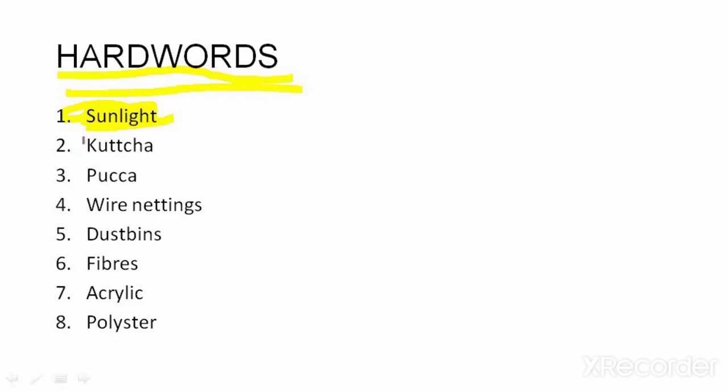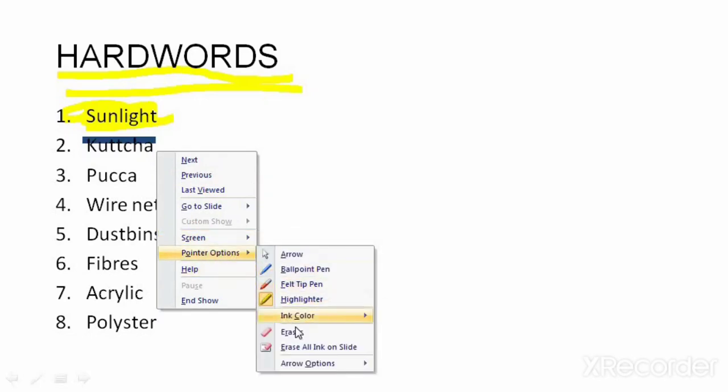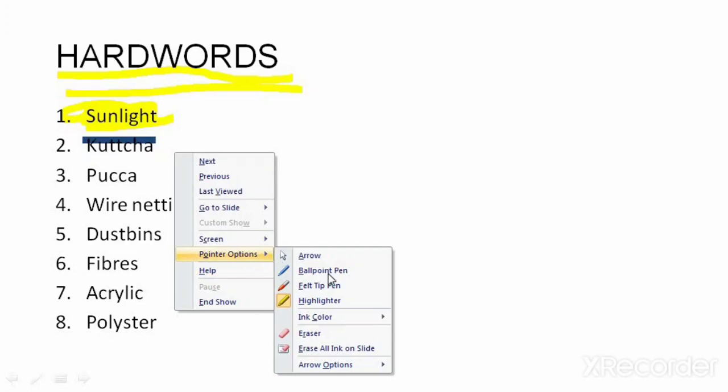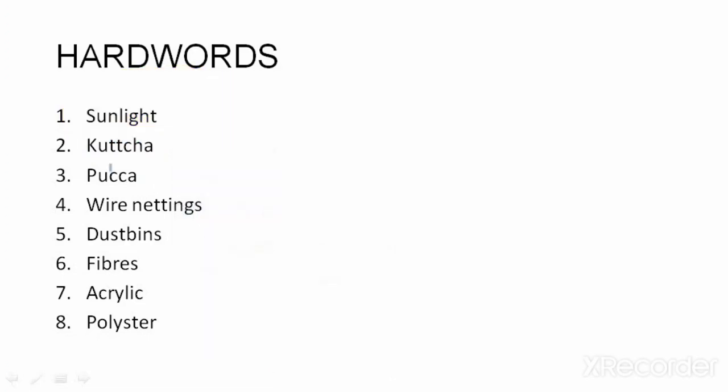Second is K-U-T-C-H-A, kacha. P-U-C-C-A, pakka. These are the two types of houses that we have already learned, kacha and pakka house.